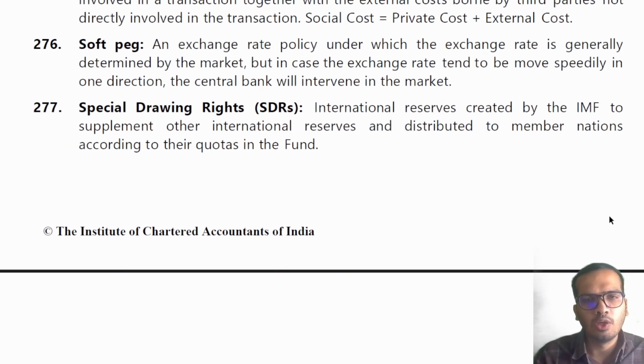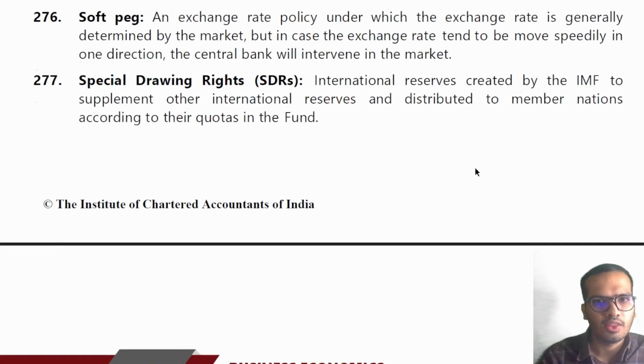Then we have number 277, SDRs, special drawing rights. So it's an international reserve created by the IMF to supplement other international reserves and distributed to member nations according to their quotas in the fund.